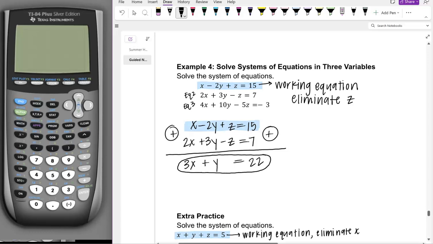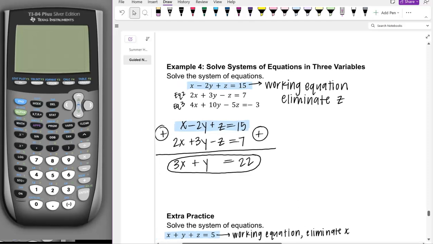That's one of my new equations with two variables in it. Now I go back and write down my working equation again. X minus 2y plus z equals 15. But instead of writing it with equation 2 like I did the last time, now I'm going to write it down with equation 3. 4x plus 10y minus 5z equals negative 3.